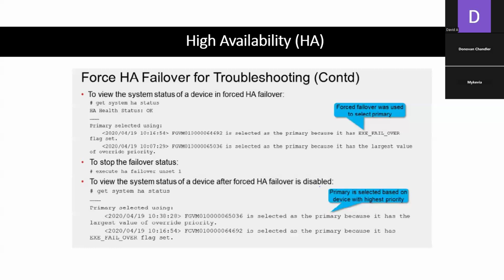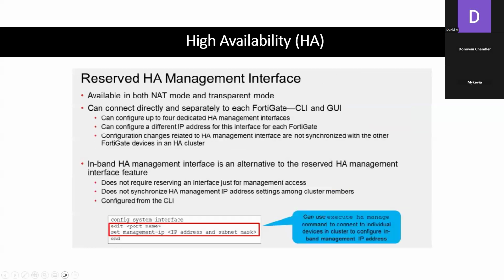Okay, right? And now when you do, of course, if we're looking at the bottom, get HA status, it still tells us how the primary was picked, and it's letting us know it went back to its original election process, right? It selected the primary based on the largest priority. Okay, make sense?